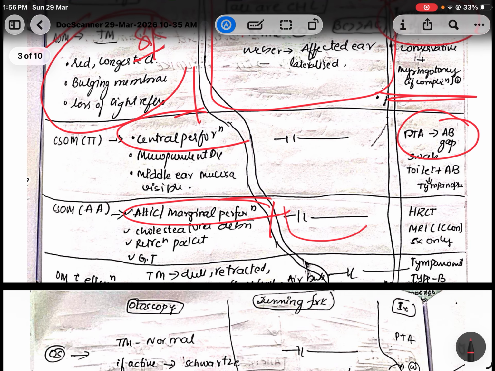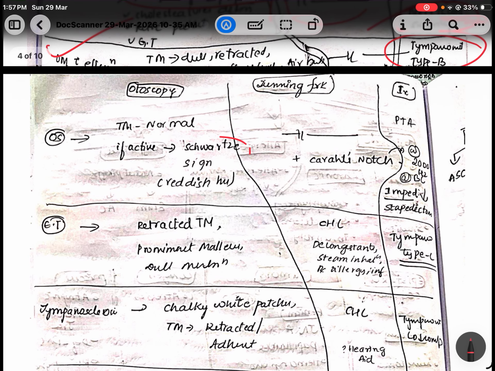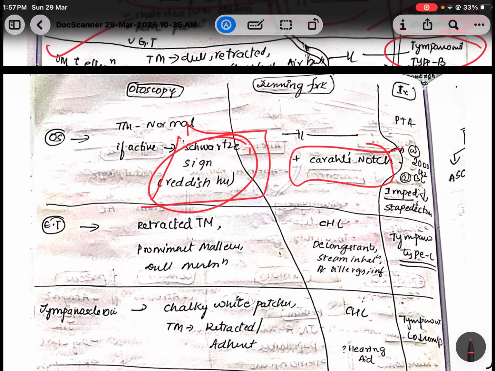Okay, then again CSOM, if it's an attico-antral type, the major thing which I told you is HRCT. But if you are suspecting an intracranial complication, then you have to go with MRI. Okay, then again OM with effusion, which is nothing but glue ear. These are the things there. Okay, then otosclerosis, you have to mention these things. Whenever there is some sign, you have to put a box. Got it? So this is how easy it is.